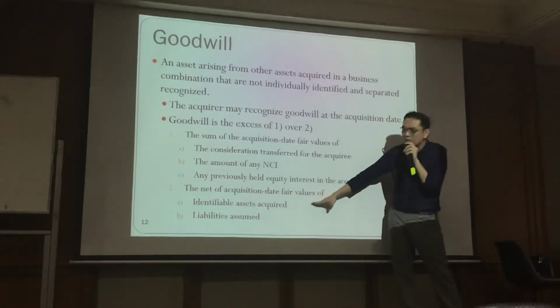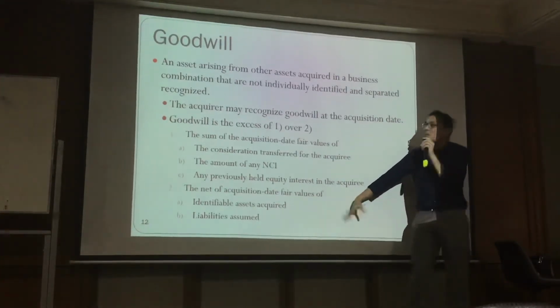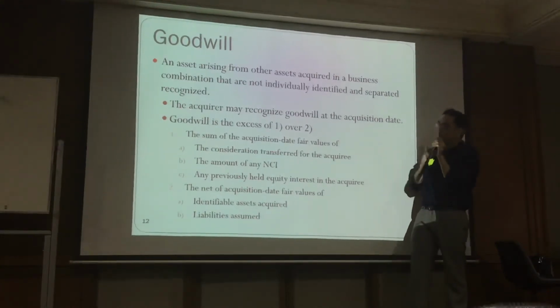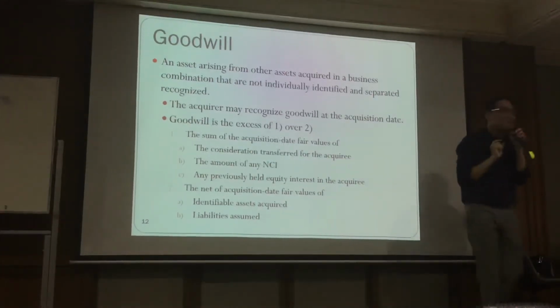180 is asset 200, liability 20. This is 180 fair value. The amount you pay is right here. Number 1: you pay 500, which is 1A. 500 is 1A.